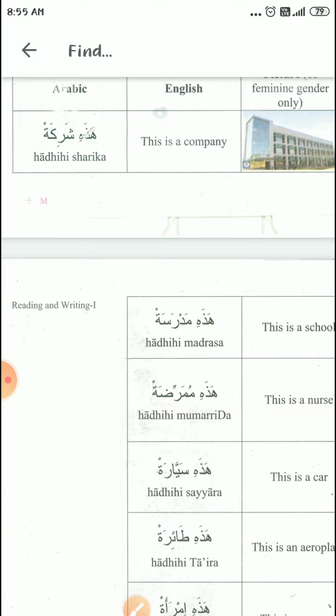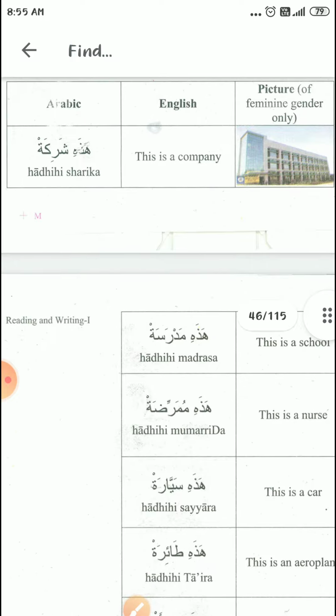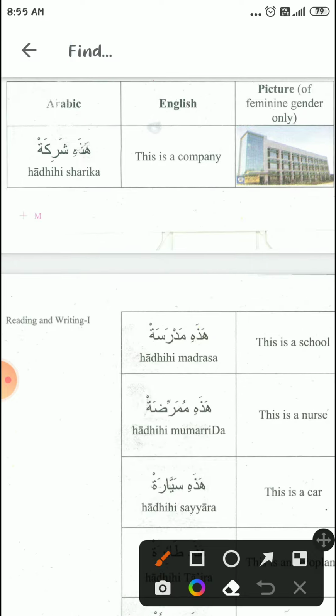Hazihi is for muannas, feminine, and haza is for muzakkar, masculine. First one is hazihi sharika. This is a company.